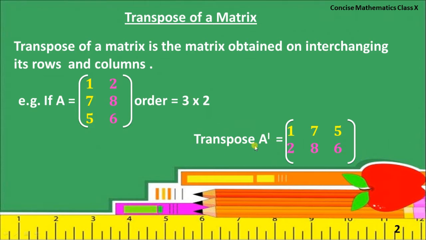Transpose will be indicated as A dash. The dash represents it is converted into its transpose. So the first column is 1, 7, 5. It should be written as the first row, that is 1, 7, 5. The second column 2, 8, 6 is considered as the second row. So the column is converted into row, or we can say the row is converted into columns. Hence we can say that transpose of a matrix is the matrix obtained on interchanging its rows and columns.